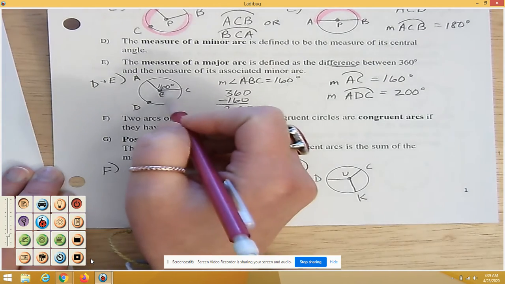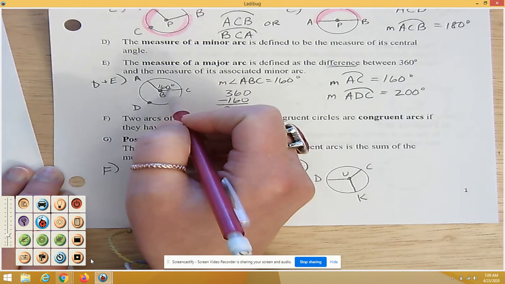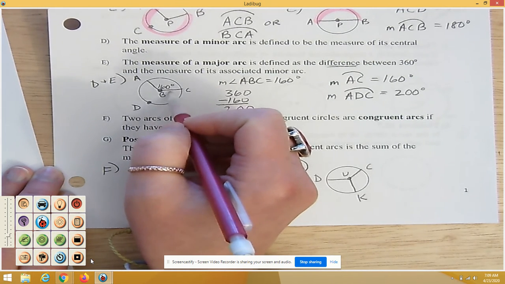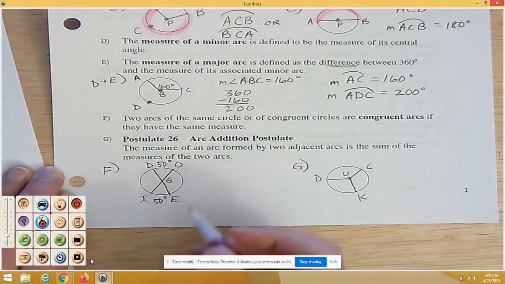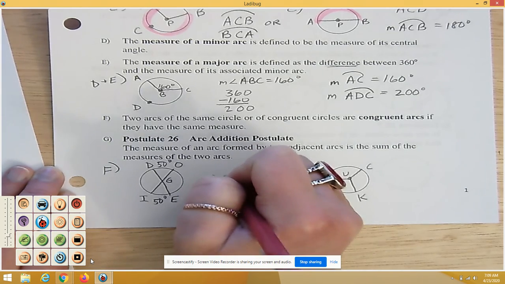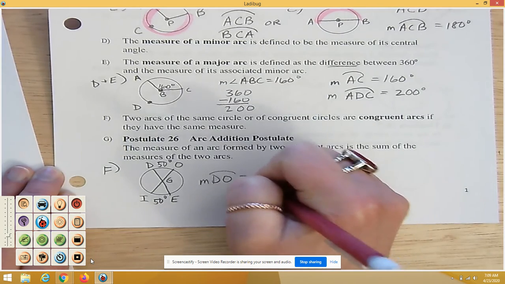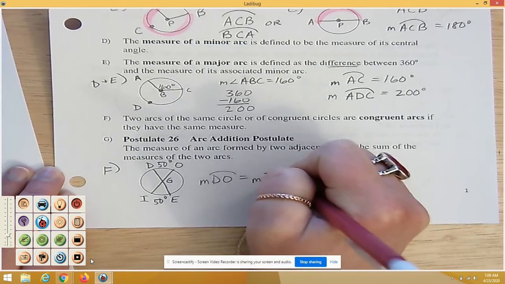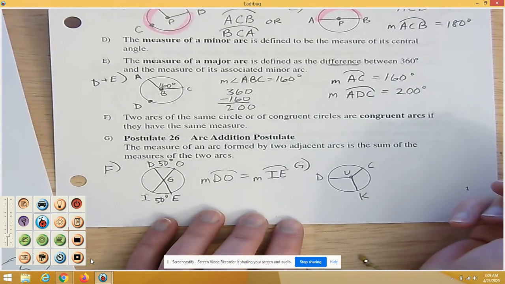Even in the middle, this angle here would be 160 degrees, and then this angle here, if you did the other angle, would be 200 degrees. And then down here, this is just saying that the measure of arc DO equals the measure of arc IE. So this is just talking about congruency, which makes a lot of sense. Okay. All right.